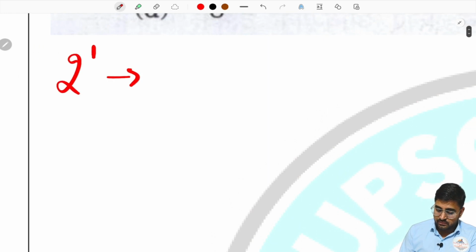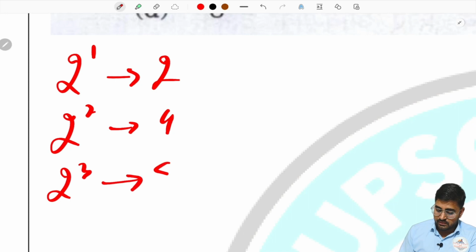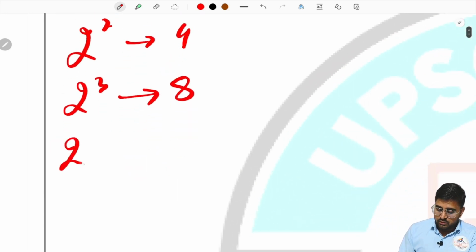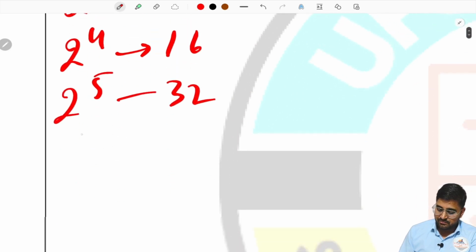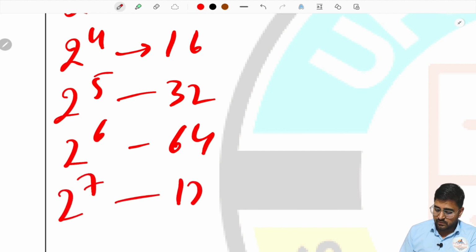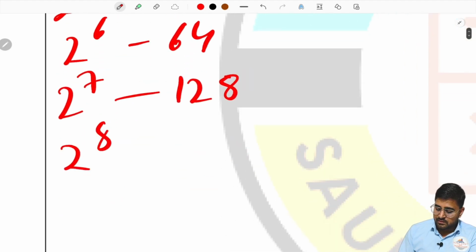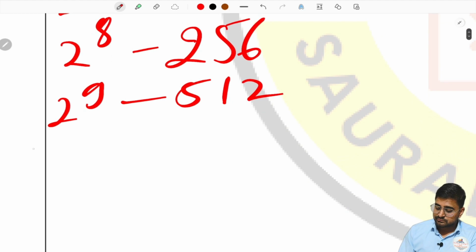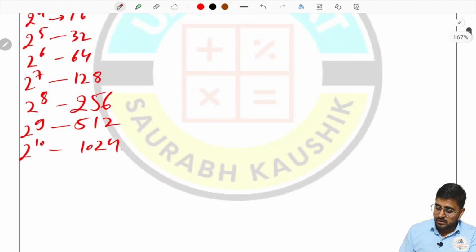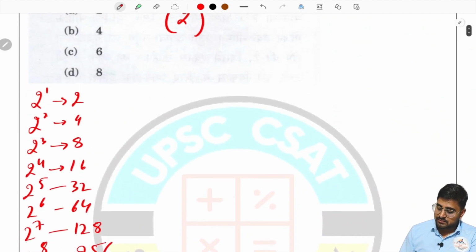2's power 1 is 2, 2's power 2 is 4, 2's power 3 is 8, 2's power 4 is 16, 2's power 5 is 32, just double up. 2's power 6 is 64, 7 is 128, 8 is 256, 9 is 512, and 2's power 10 is 1024. Okay, I knew these things.